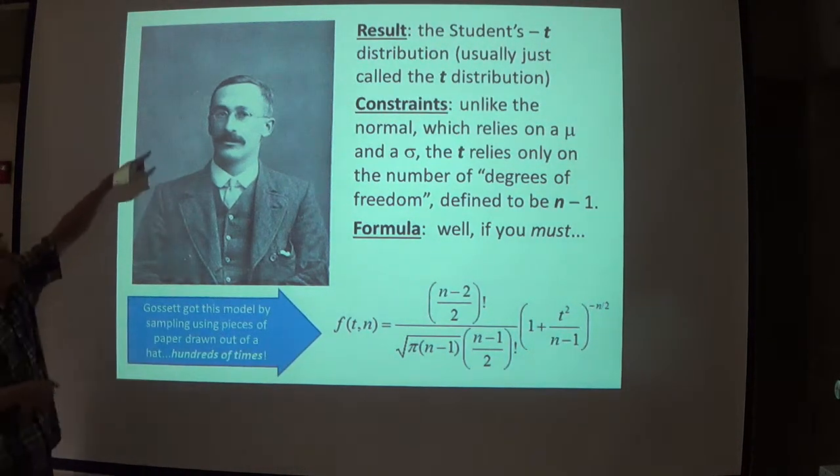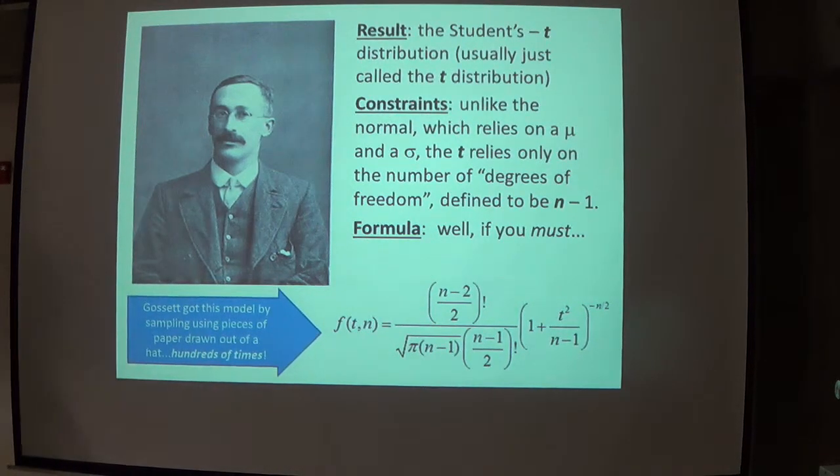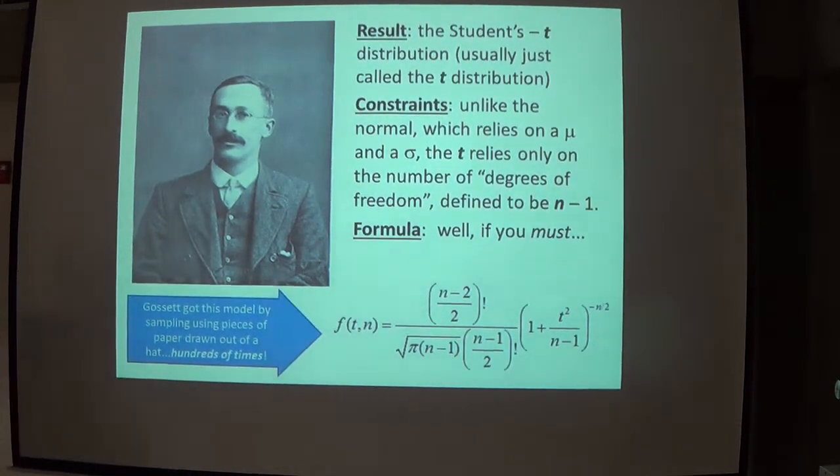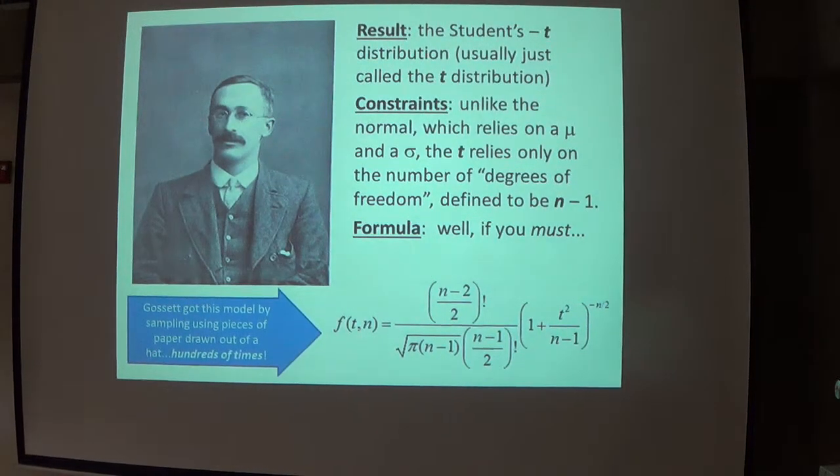So here's what he did. He created what's called the Student's T distribution. And it's usually just called the T distribution, historically. The reason it's called that and not the G for Gossett distribution, apparently, is that Guinness wouldn't let them publish under their own names. I guess some kind of corporate hierarchical thing.